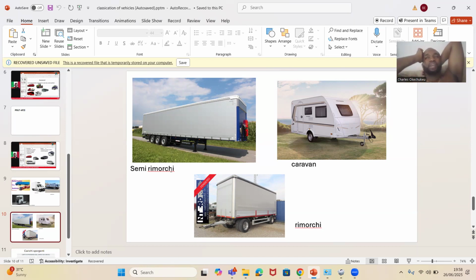I'll give you time to write it down. Everybody, please write it down. I don't want to call names. A big container is called a semi-remorchio. Simple. That is this guy you are seeing here. Let me show you pictures again so you understand what I mean.